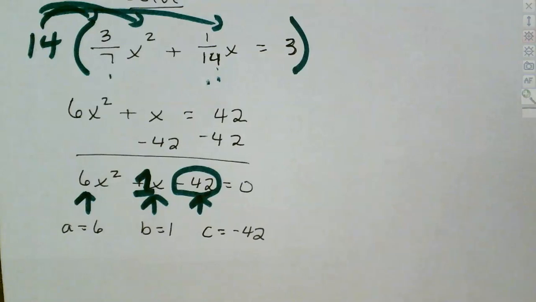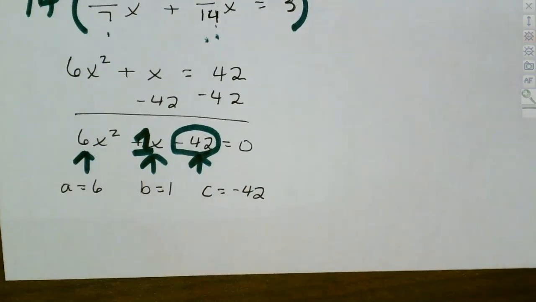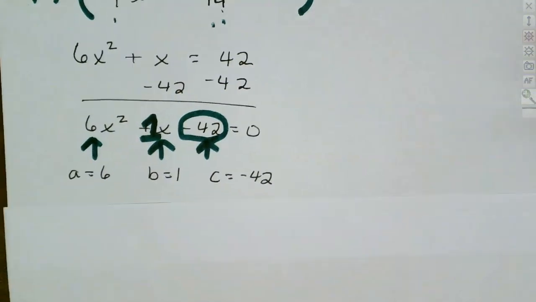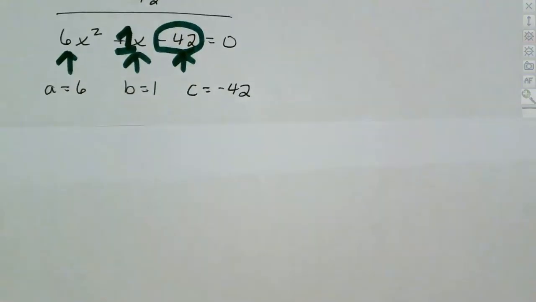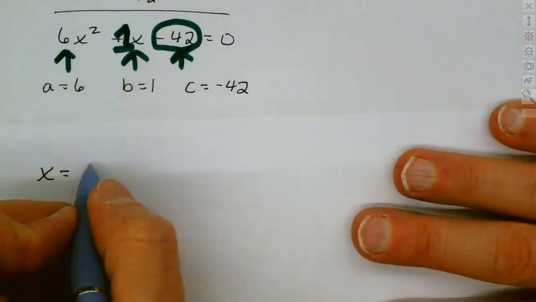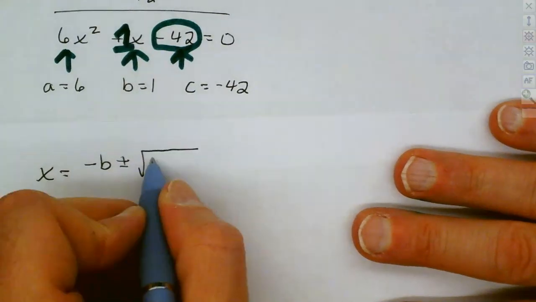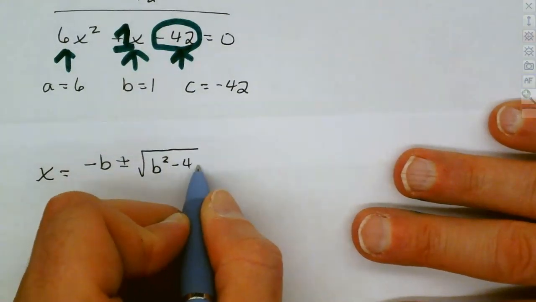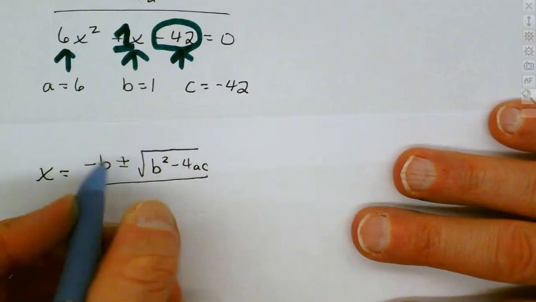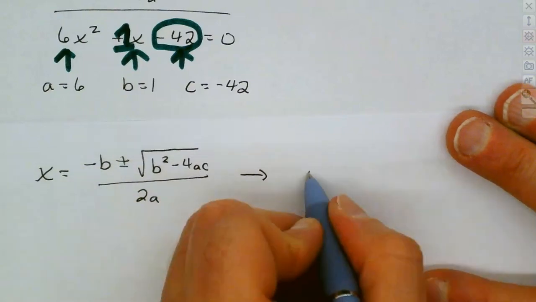I always like to write up my quadratic formula so I can plug the pieces in. I think it's easier if you write it up. That way you can see where all the pieces and the parts go. So my formula is x equals minus b plus or minus the square root of b squared minus 4ac all over 2a. Okay, let's now go ahead and plug in our values.